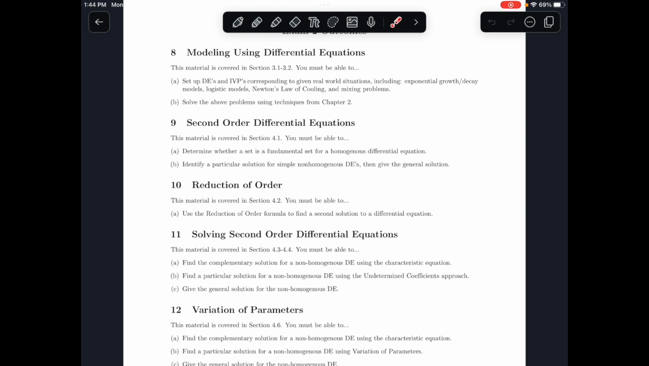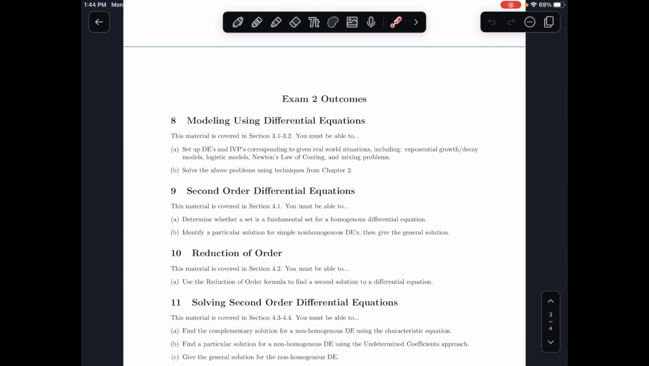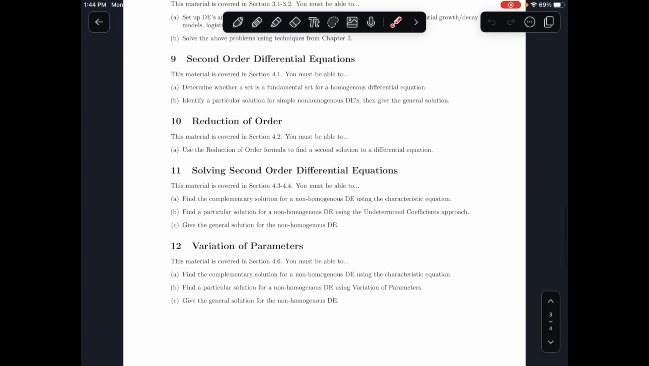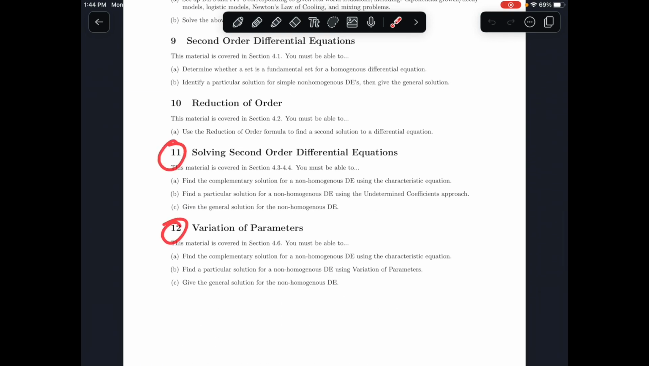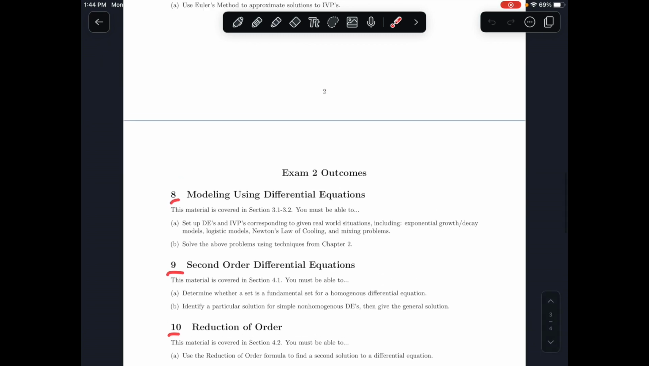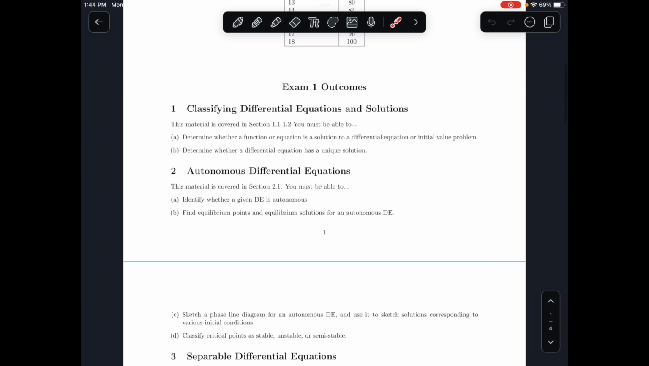You've seen everything from learning outcomes 1 through 10 already on either an exam or a quiz up to this point. Learning outcomes 11 and 12 were covered in sections 4.3 through 4.6, so those ones will show up on the exam. Those will be new. But otherwise, everything else you should be seeing for at least the second time.